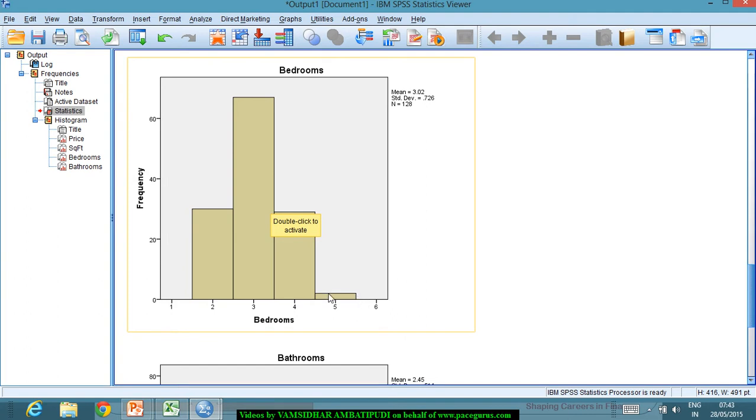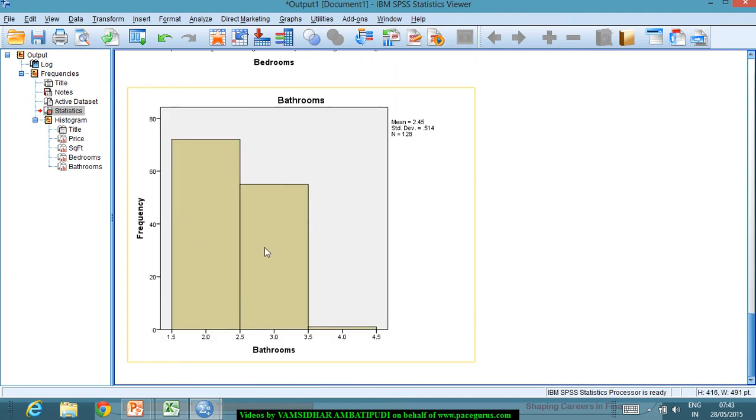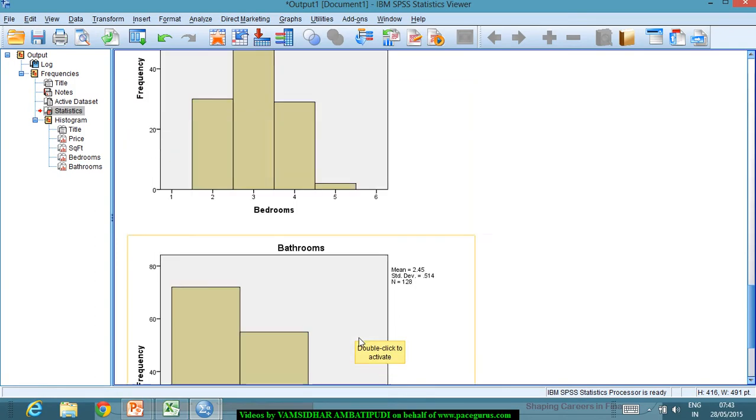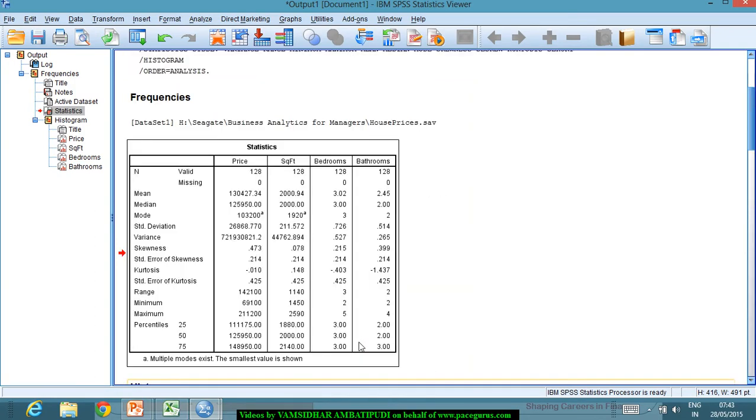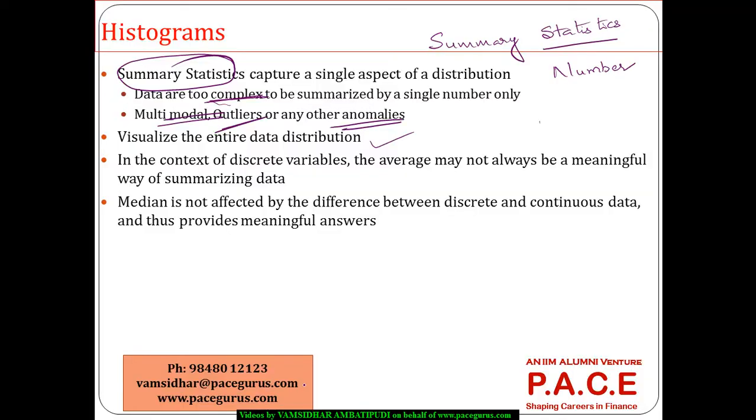You see some extreme values towards the right. And the same logic here, the more concentration is on these two, but there are a few of them falling in this category here. So the histogram can really help us understand the whole pattern of the data rather than concentrating on one single value.